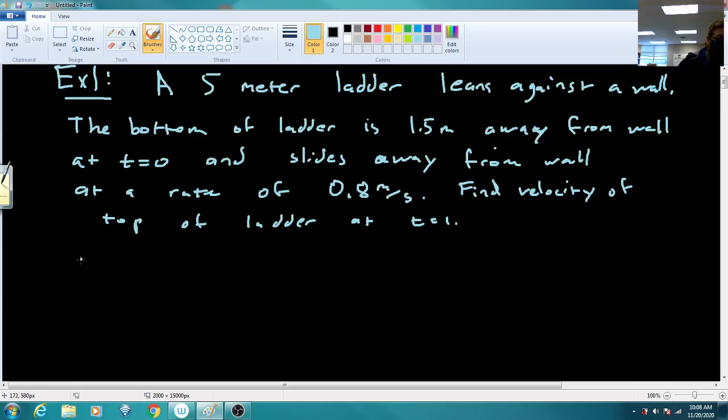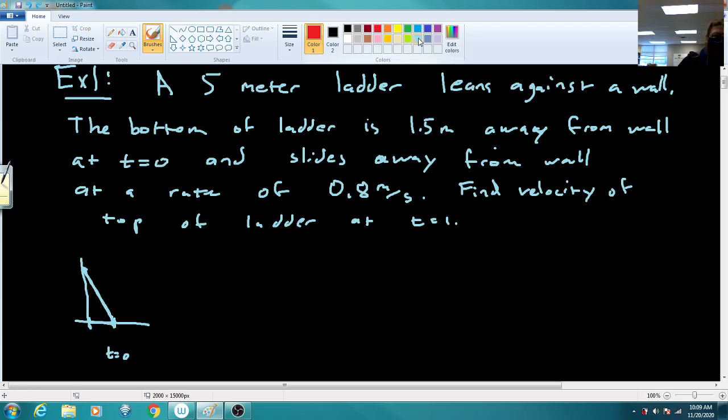So here's a picture of what we've got. We've got a wall, we've got a ladder. This would be at time equals 0, I guess. We know the ladder is 1.5 meters away from the wall at time equals 0. The ladder itself is 5 meters long. And then the ladder slides down the wall, and at time equals 1, it's probably not that much, but the 5 meter ladder is now down the wall a little bit because the bottom has slid out some.